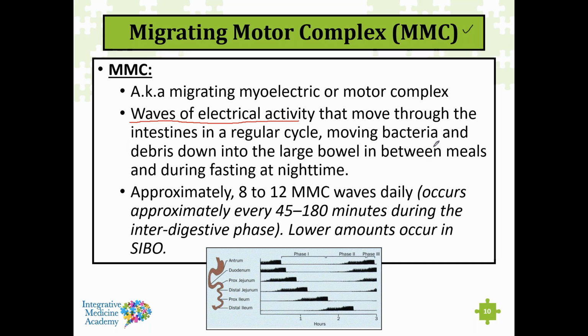And the activity of the migrating motor complex is most active during fasting states. So in between eating and certainly throughout the overnight period when we're asleep. Most of us have anywhere between 8 to 12 migrating motor complex waves of activity that occur over a 24-hour period of time. A typical person with SIBO, for example, might only have 3. So things tend to just get stuck in the small intestine.